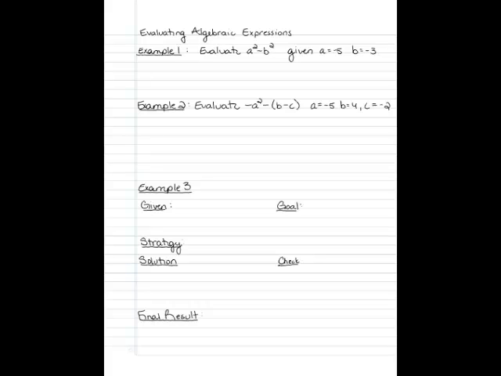In this lesson, we will be evaluating algebraic expressions. Example 1, evaluate a squared minus b squared given a is equal to -5 and b is equal to -3. Now the key when evaluating algebraic expressions is to pay attention to the negative signs.